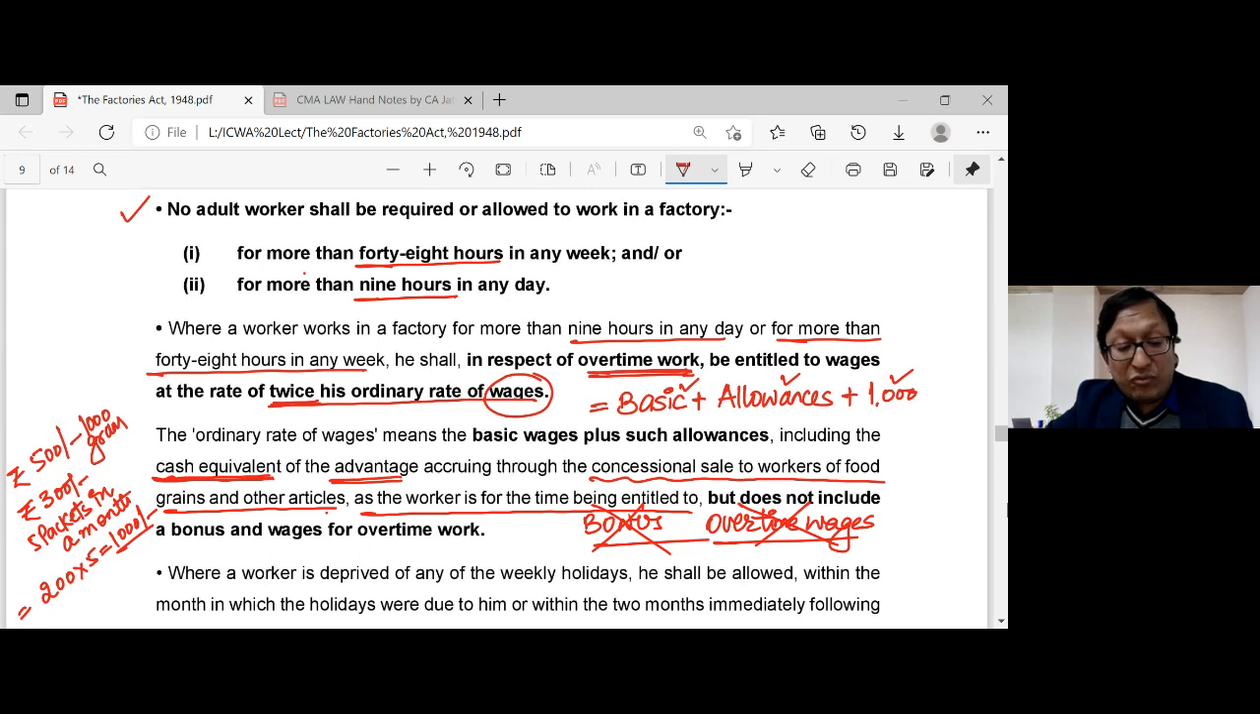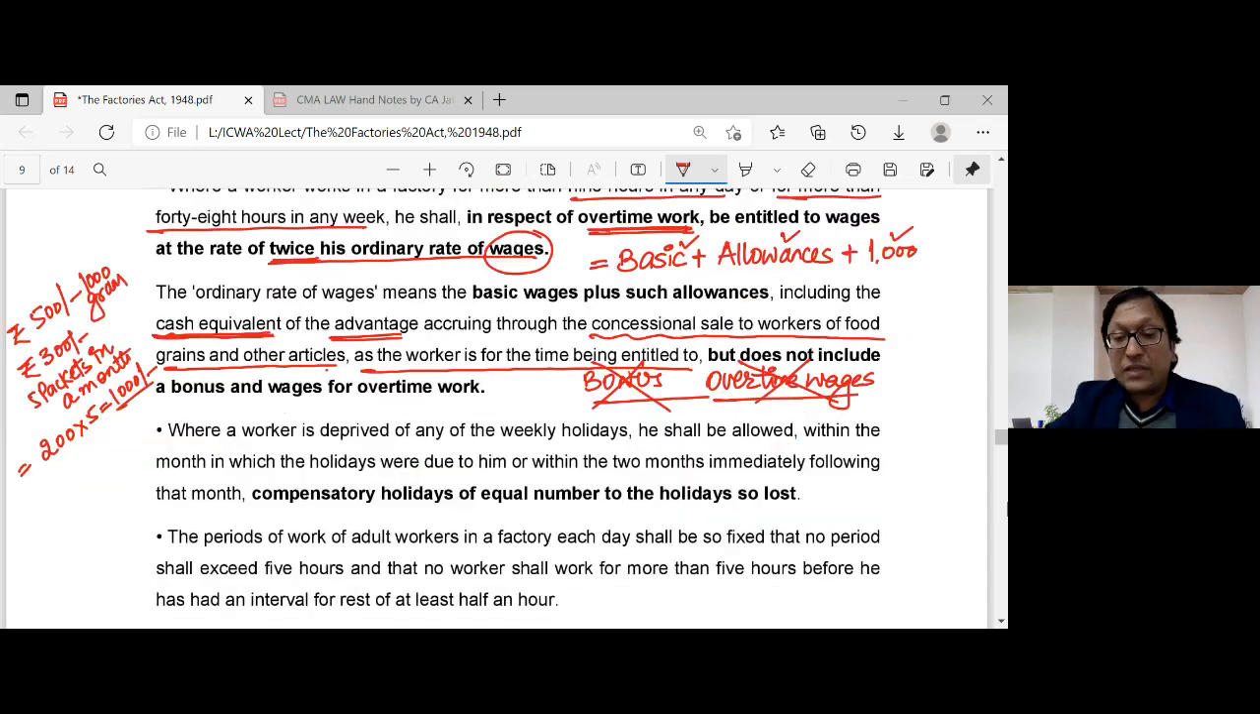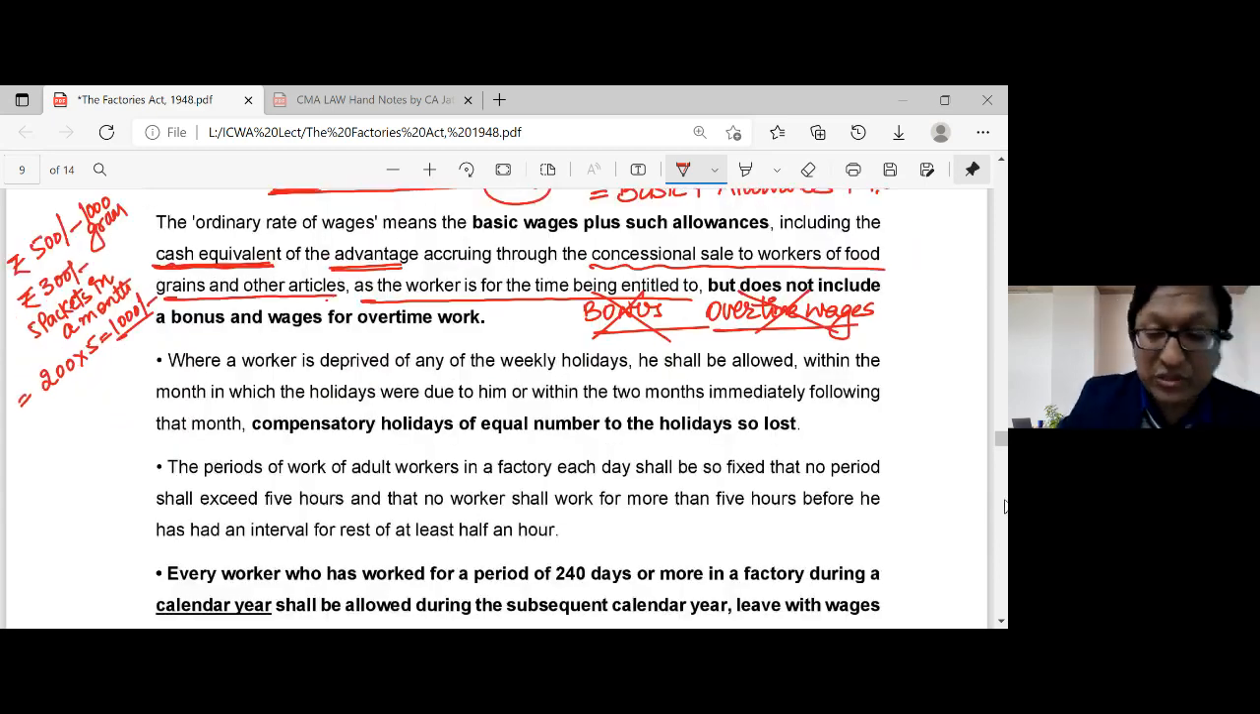And what are the components of wages for this purpose? These are basic wages, plus allowances like daily allowance, and then the cash equivalent of the advantage that is accruing to the workers through concessional sale of goods or material, whatsoever is being given. But definitely what things we need not take? We need not take the bonus and overtime wages.